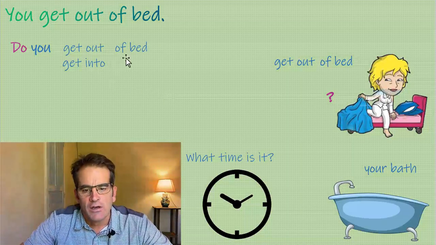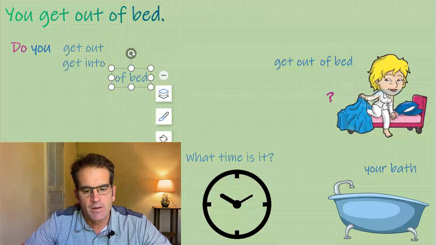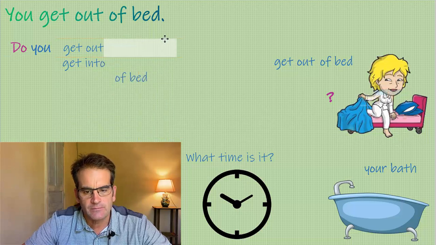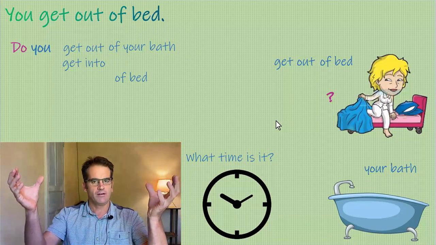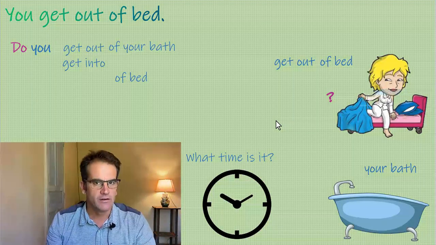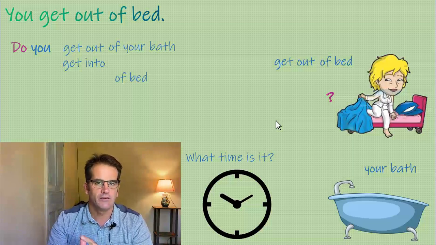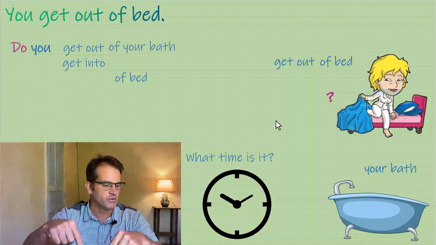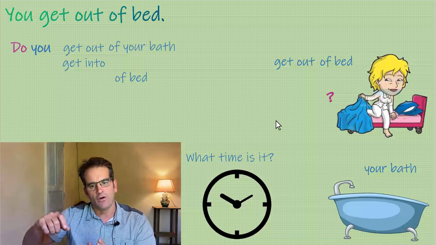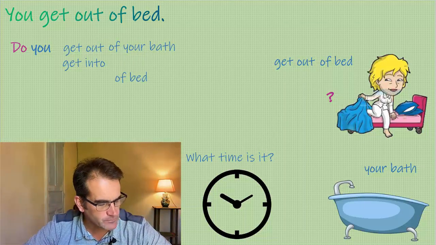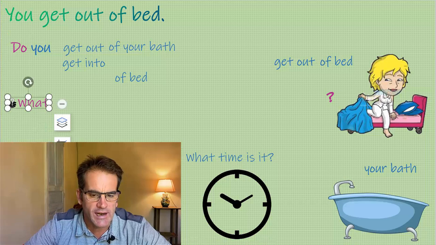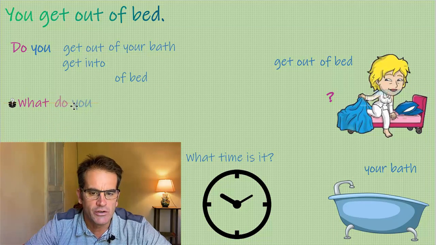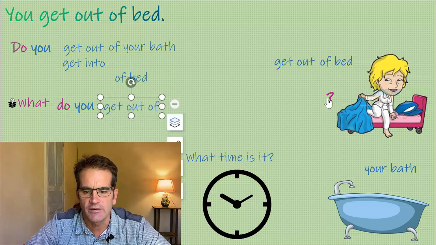Okay, do you get out of your bath? This is your bath. No. You don't get out of your bath, and you don't get into bed. You get out of bed. All right, so do you get out of bed, or do you get out of your bath? What do you get out of? Your bed or your bath?